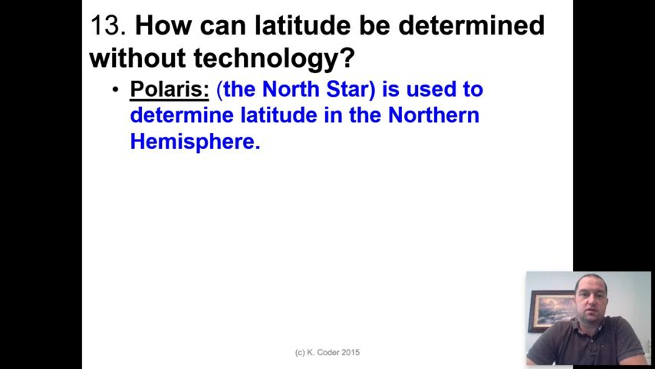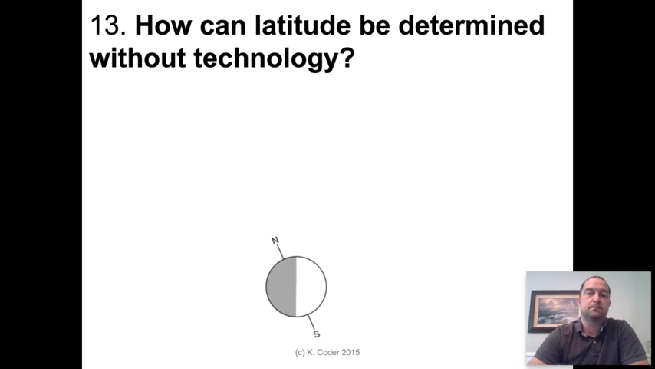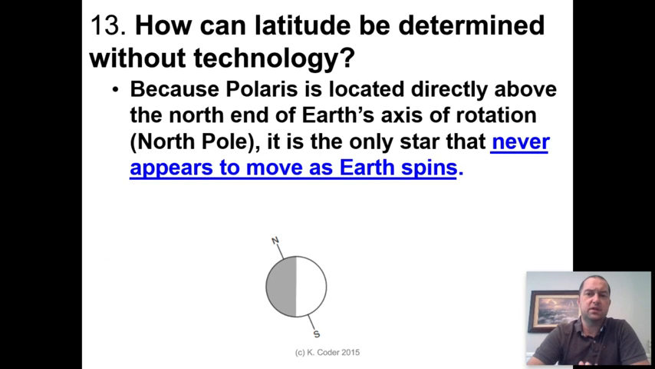Polaris, our North Star, is used to determine latitude in the Northern Hemisphere. If you've never seen Polaris, it is at the end of the handle of the Little Dipper. In this session, we're going to talk about how we find the Little Dipper and the star Polaris. Because Polaris is located directly above the north end of the Earth's axis of rotation, which is the North Pole, it is the only star that never appears to move as Earth spins.